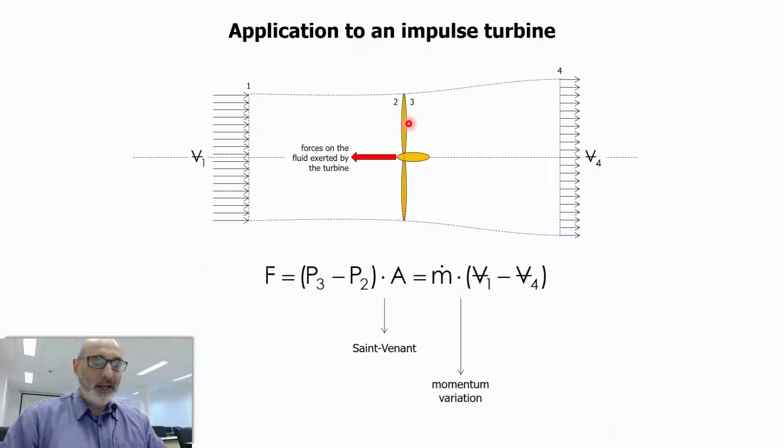Let's move on and write down our equation. The force here, you can write as P3 minus P2, the difference in pressure from 3 to 2, multiplied by the area here. And by Newton's second law, this is equal to the momentum variation, so m times delta v, V1 minus V4. This is still not an energy balance. It's a momentum balance actually.